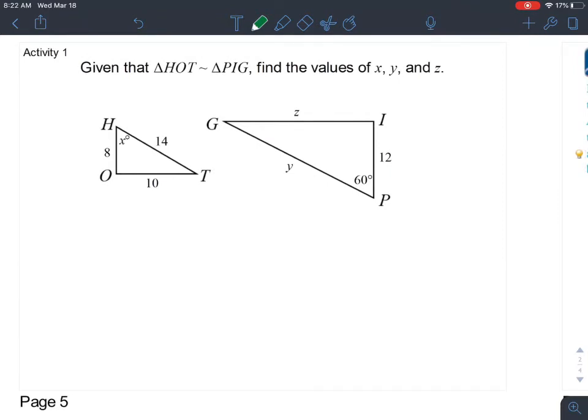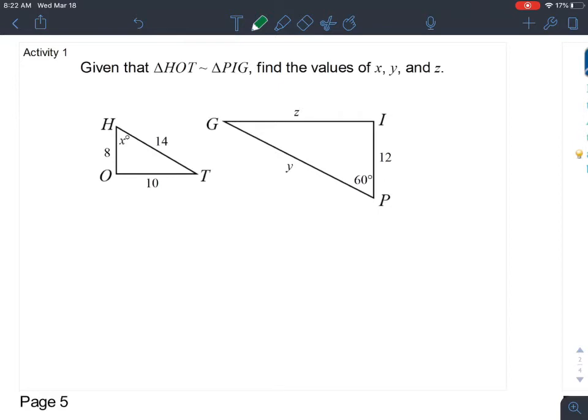So for this question, what I want you to do, using the information that I've given you on the previous slides, go ahead and solve for all of x, y, and z in the picture. Pause the video, and then when you are done, start playing again, and I'll explain how to solve this.